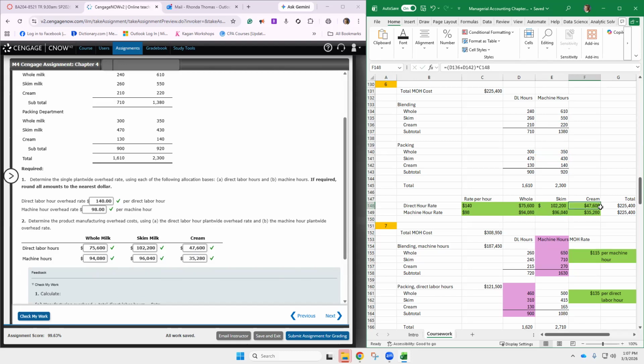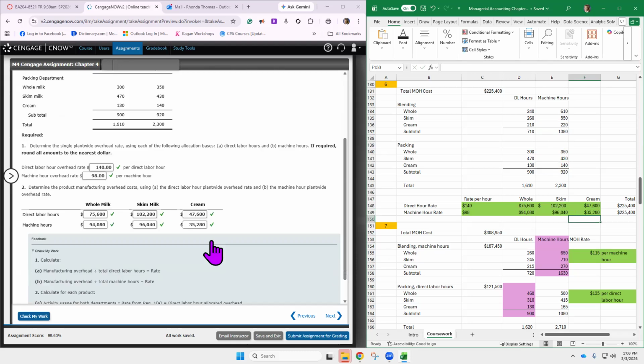$96,040. Now we're into the cream line, the product line. So we take direct labor hours of 210 and 130 times 140, and we take the machine hours for the cream, which is 220 and 140 times 98, and put those amounts in.